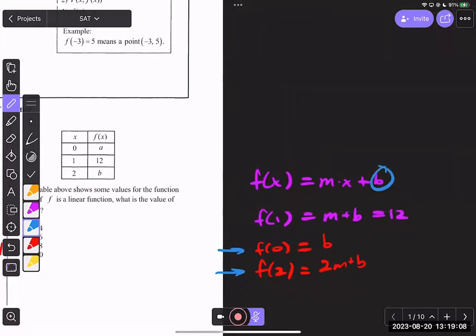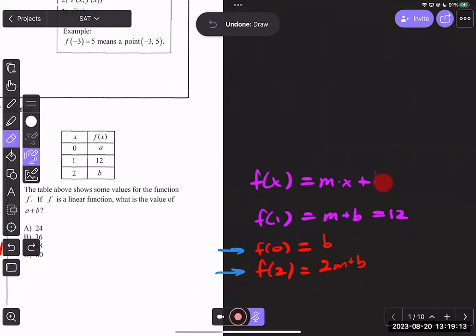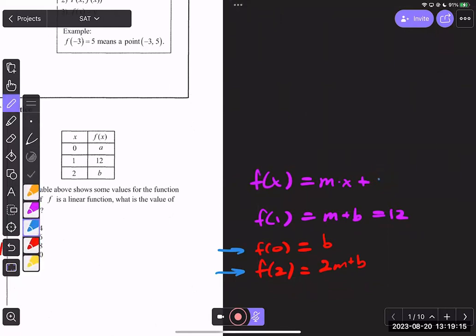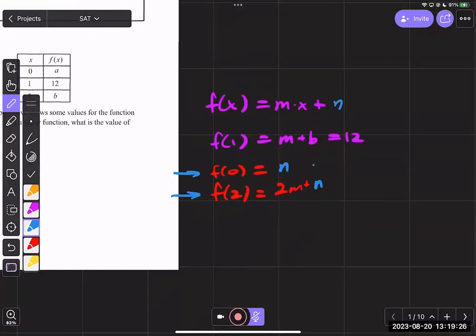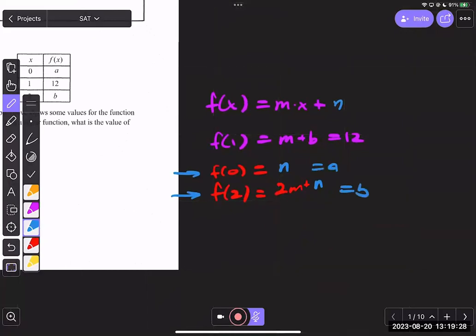Well, this b is a little bit bad because we have this b over here. So maybe let's write this as an n or something for now. The point being is this is n, right? Okay, so we know that this is equal to a, we know that this is equal to b, right? Okay, so don't you agree that a plus b is equal to n plus 2m plus n, right? Okay, what's that equal to?